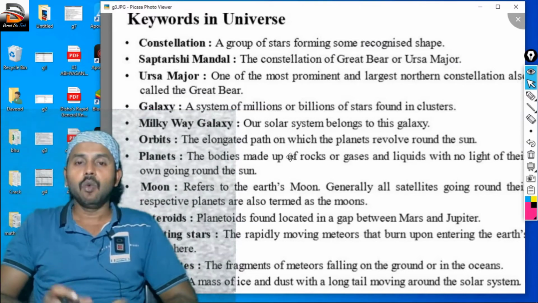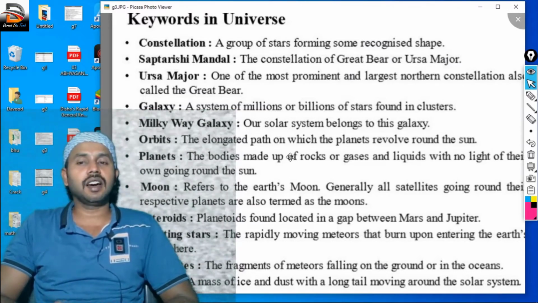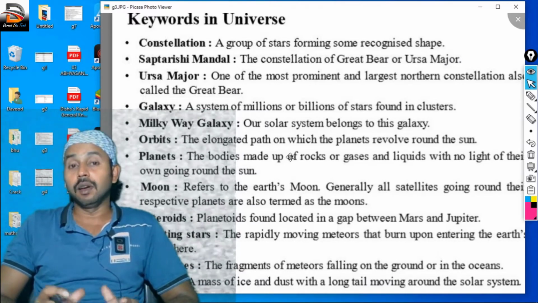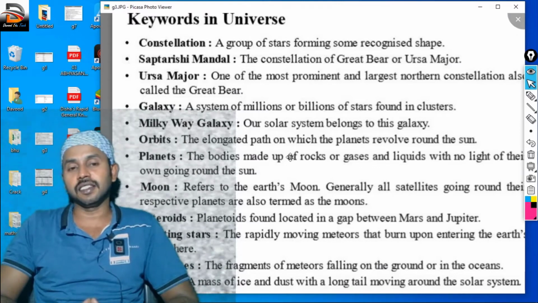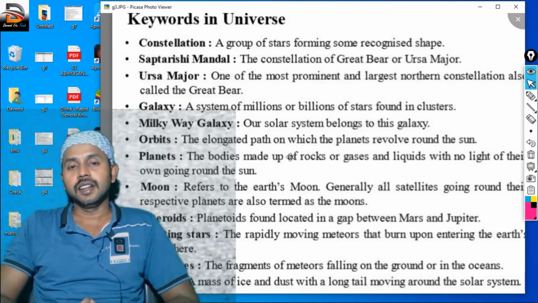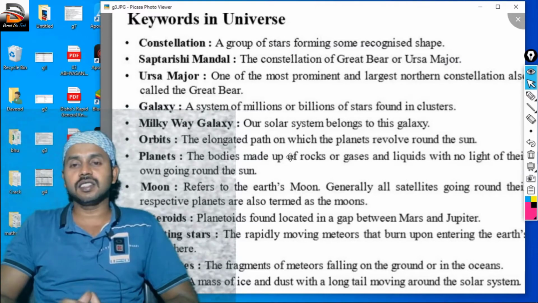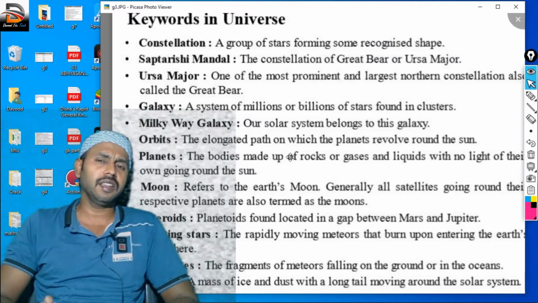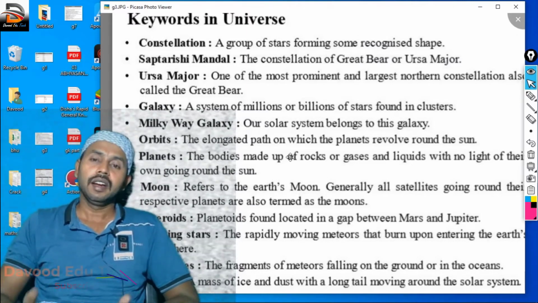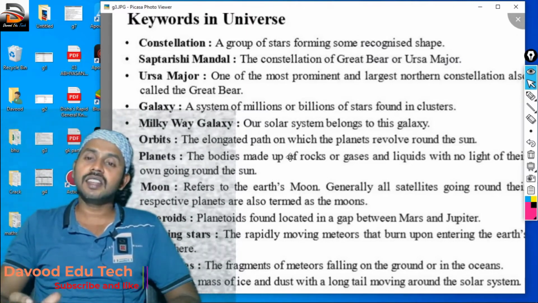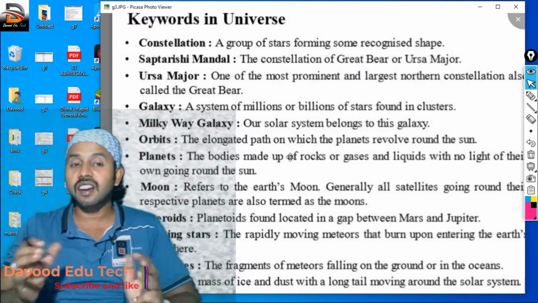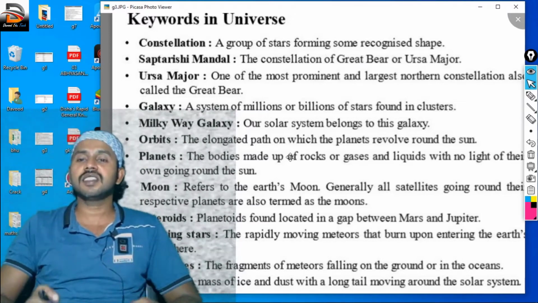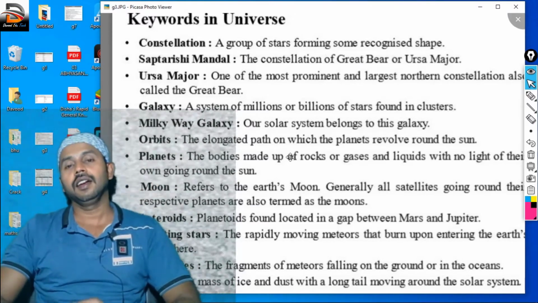Next, Ursa Major, one of the most prominent and largest northern constellations, also called the Great Bear. That means the most prominent and largest northern constellation. In the north we have this largest northern constellation, also called the Great Bear. Great Bear is nothing but Saptarshi Mandal. Ursa Major and Great Bear are both the same.